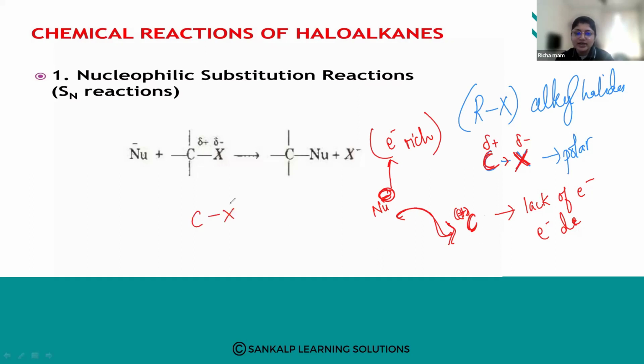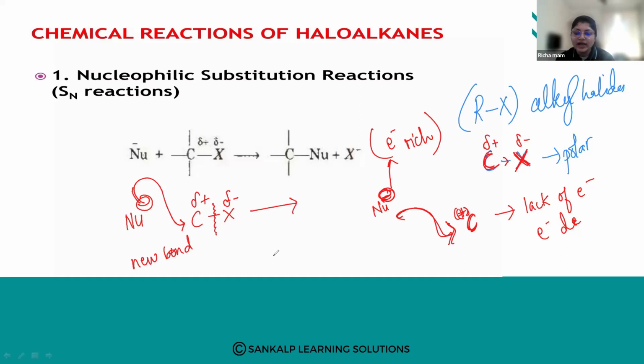Now the CX bond is there. Due to the presence of the electronegative atom, there is a partial negative and partial positive charge. Now a nucleophile is there, and it will attack the carbon. When it attacks this carbon, a new bond is formed between the carbon and the nucleophile. When this new bond is formed, what will happen to the older bond? It will get cleaved.